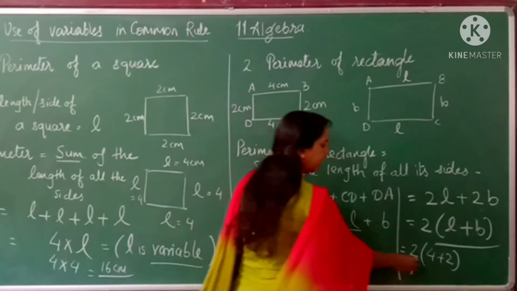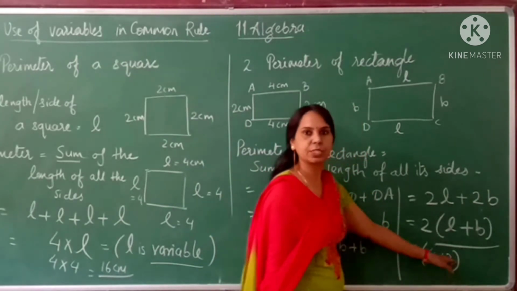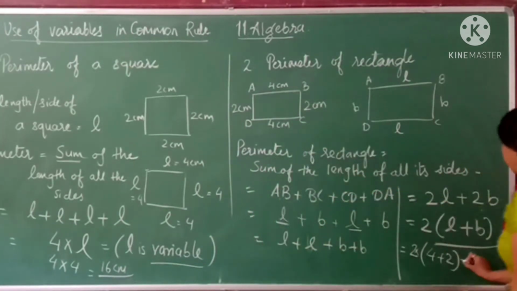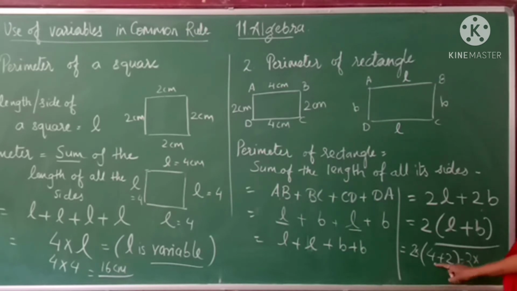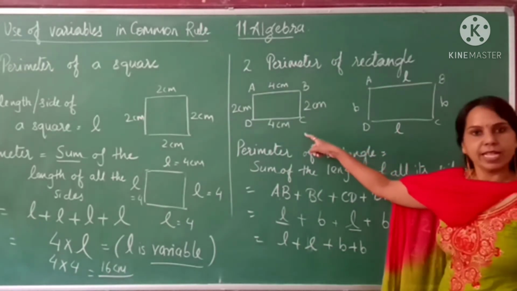So 2 into 4 plus 2. So what we have? 2 into 4 plus 2 is 6. So we get 12 centimeter. So the perimeter of the rectangle here is 12 centimeter.